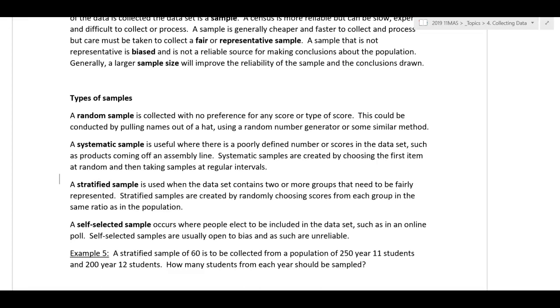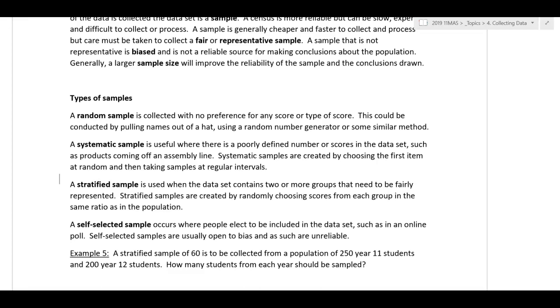A systematic sample might be like the light bulbs that I'm going to check to see how long they last before they fail. So I choose the first one at random, and then I say, well, I want to test 1 in 50, so I'll choose every 50th light bulb after that.